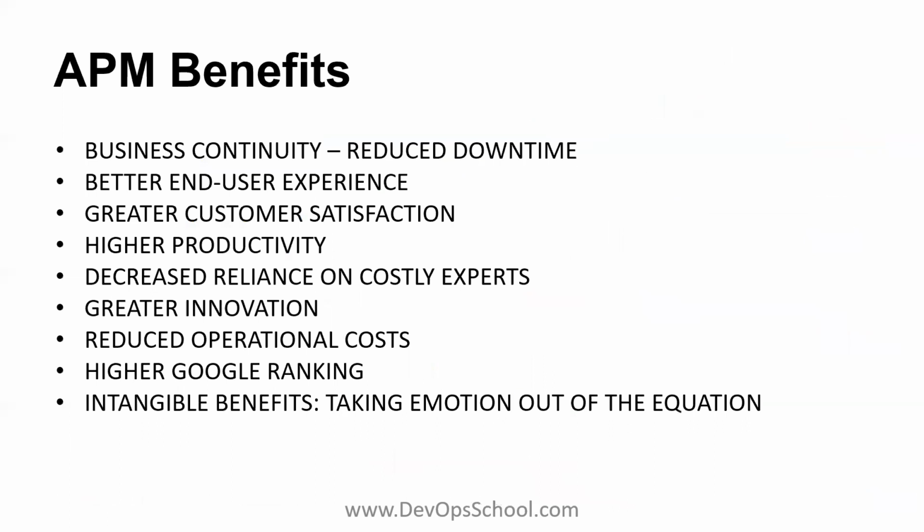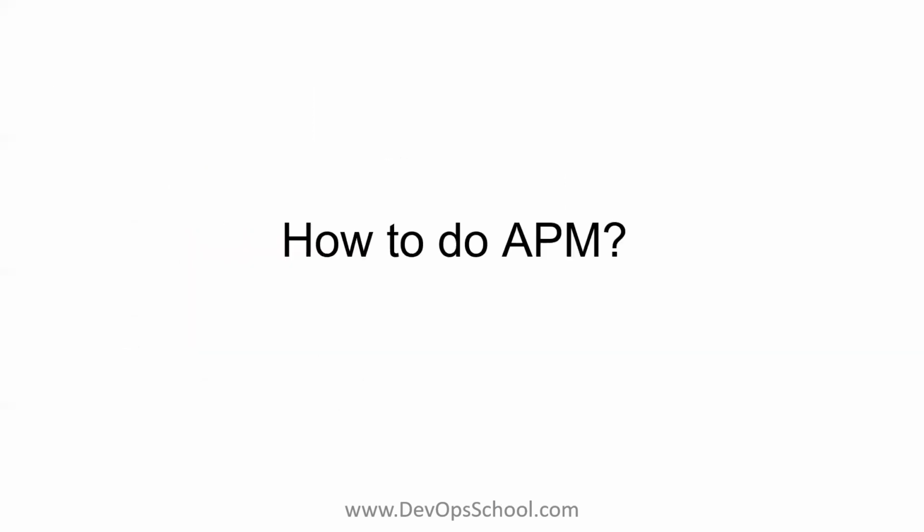So APM benefits mean business continuity, reduced downtime, better end user experiences, greater customer satisfaction, higher productivity, decreased reliance on costly experts, greater innovations, reduced operational cost, higher Google ranking, and an intangible benefit, taking emotions out of the equation. These are the benefits. Again, you will work with it, you will start understanding it. So more or less at a high level, you understand what is APM and why that is important.